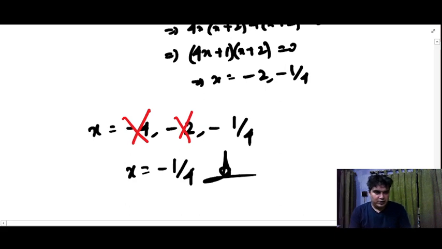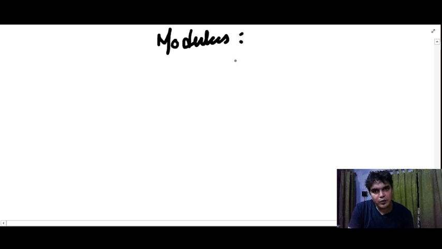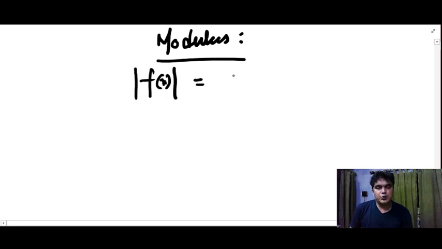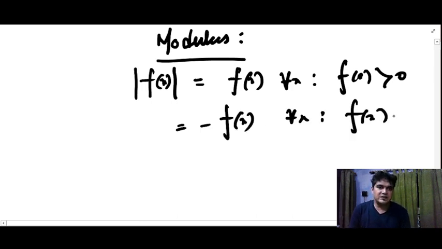Now we're coming to another topic, that is called the modulus of the function. See, modulus in this particular topic, it is saying let there be a function like mod of fx we want to find out. Mod of fx will give me fx when for all x fx is greater than 0. It will be equal to minus of fx when for all x fx is less than 0.